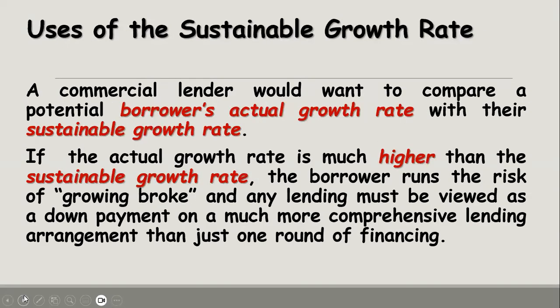Use of the sustainable growth rate. A commercial lender would want to compare the potential borrower's actual growth rate with their sustainable growth rate. It is the lender's requirement to know the proportion of the actual growth rate to the sustainable growth rate. If the actual growth rate is much higher than the sustainable growth rate, the borrower runs the risk of growing broke.